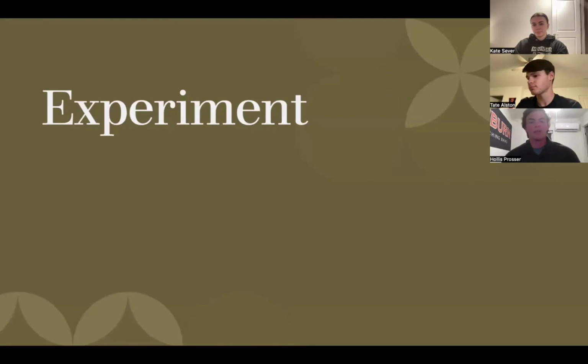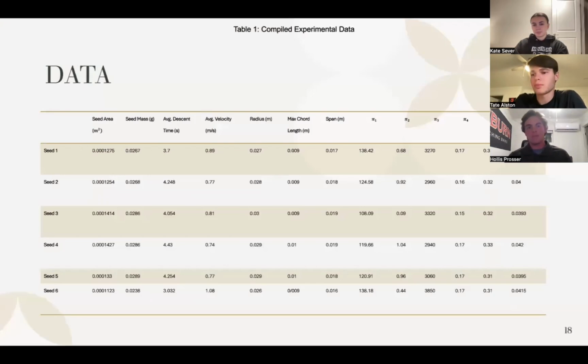My name is Hollis Prosser, and I'm going to be going over the experimental data and conclusions. So to start with, we organized all our measurements from the experiment into a table, including our independent variables, which are seed area and mass, and then our dependent variables, descent time and velocity. And then we used a number of constants to convert those into dimensionless parameters, which we then compared with our normalized descent time to find trends and how those parameters affect the descent time of the seed.